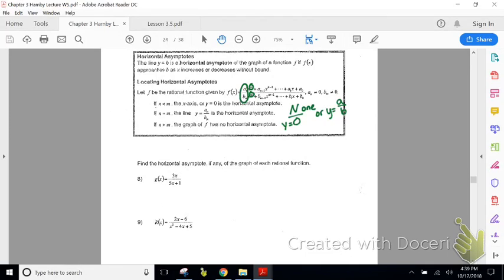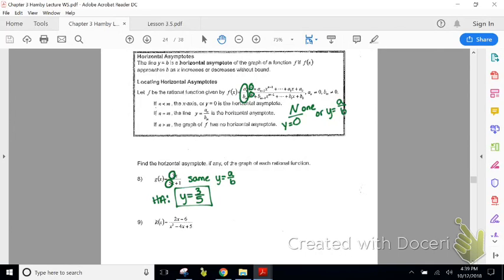So because it's the same, that tells me it's going to be y equals a over b, where a is the coefficient in front of the x with the largest exponent on top, and b is the coefficient in front of x with the largest exponent on bottom. So I end up with y equals 3 over 5 for my horizontal asymptote.